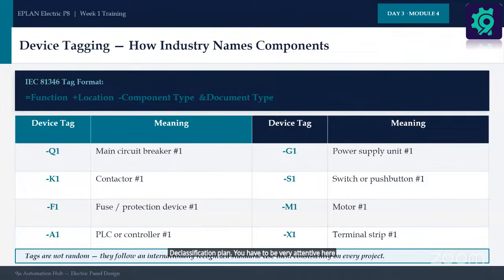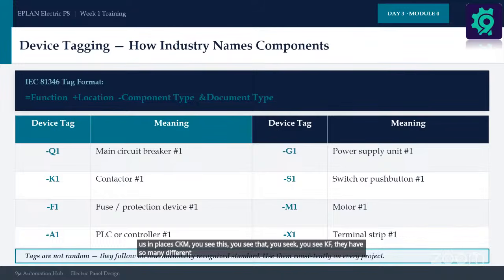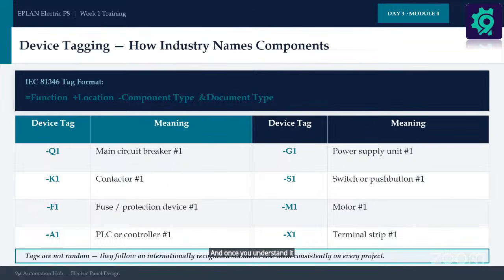But before we look into the letters, like I said, Q, K, you need to understand the architecture of the classification system, how it is organized and why it is organized that way. So this architecture is what explains the single letter versus double letters. You are just seeing only single letter on my screen. You see double letters in places. You see KM, you see KA, you see KF. They have so many different meanings. And once you understand it, the entire system becomes logical rather than just an arbitrary system.